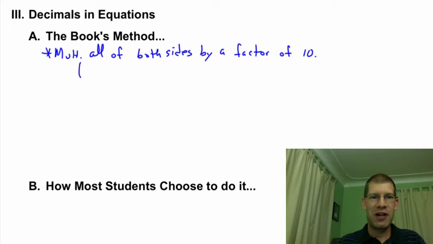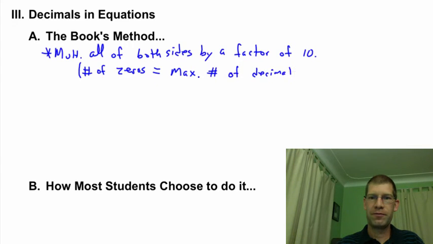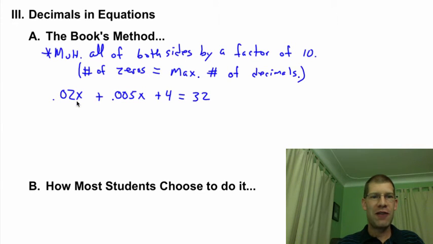And what they're really trying to get you to do is count the number of zeros. So 10 would be 1 zero, 1,000 would be 3 zeros, 100 would be 2 zeros. The number of zeros equals the max number of decimals. And this one is a lot shorter of a problem. So if I have 0.02x plus 0.005x plus 4 equals 32.